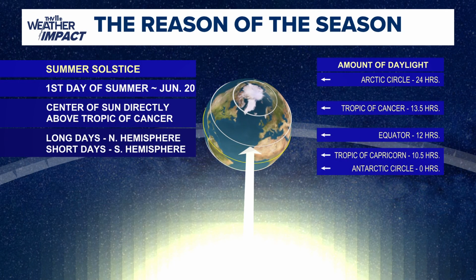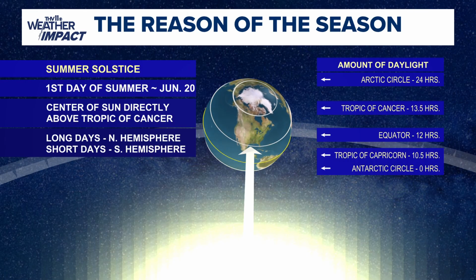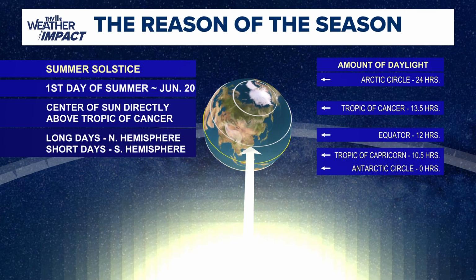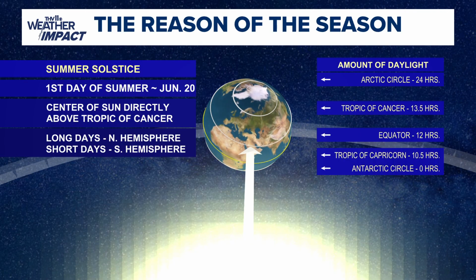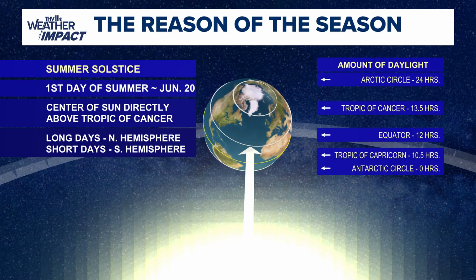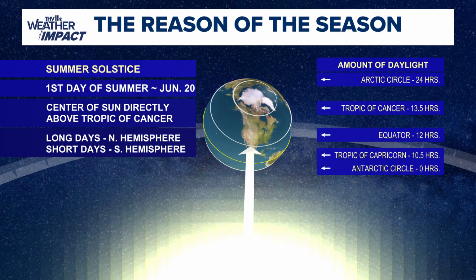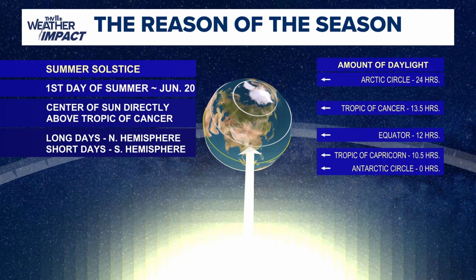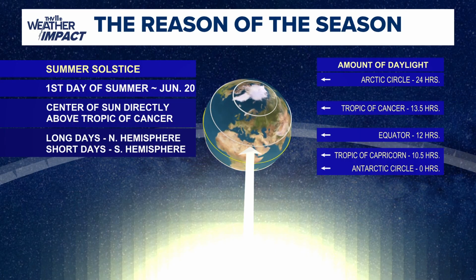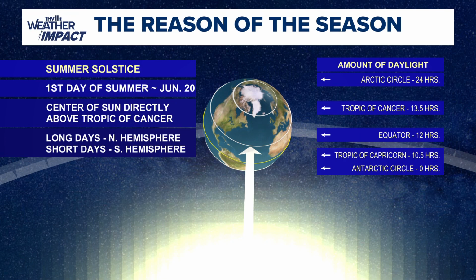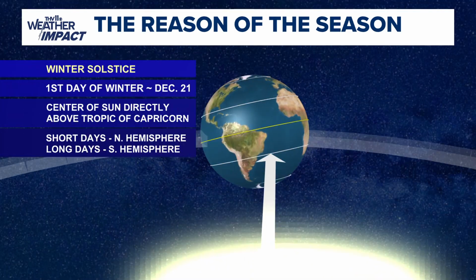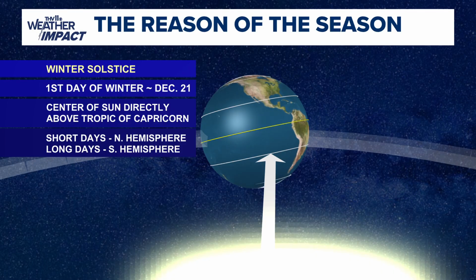So the Arctic Circle, which includes Greenland, northern Canada, half of Alaska, Siberia, they get 24 hours of daylight during the summer solstice, and several days before and several days after the summer solstice. And there's the breakdown. Tropic of Cancer, you get 13.5 hours of daylight. Equator, it never changes. They always get 12 hours of daylight and 12 hours of night. And you see the Tropic of Capricorn, it's more like 10.5 hours, and the Antarctic Circle sees 0 hours of daylight.